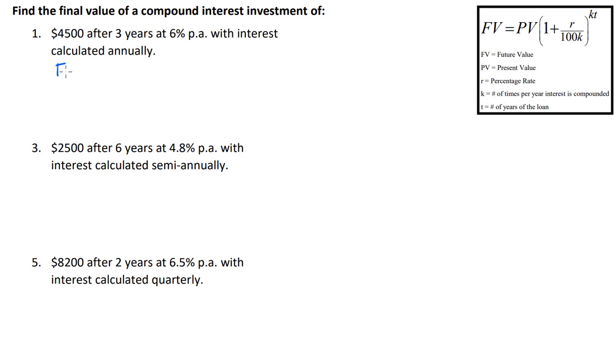So we are looking for the future value. The present value is what we start with. That's the 4,500. 1 plus our interest rate, which is 6 over 100. Annually means that our k equals 1, so that's times 1, and these two numbers here will always match. And then this is the number of years, which in this case is 3.